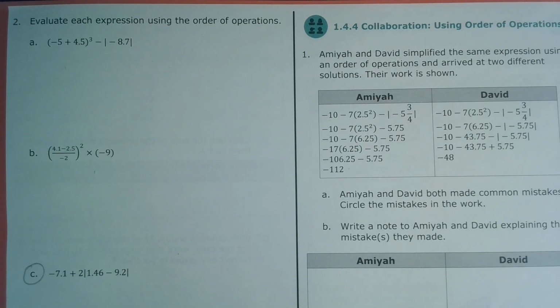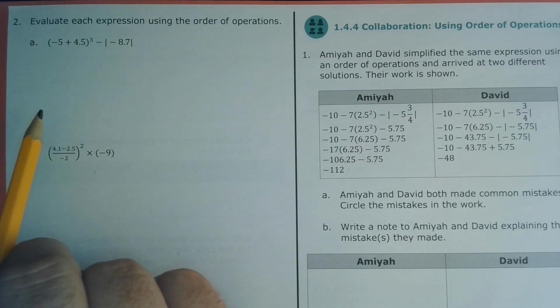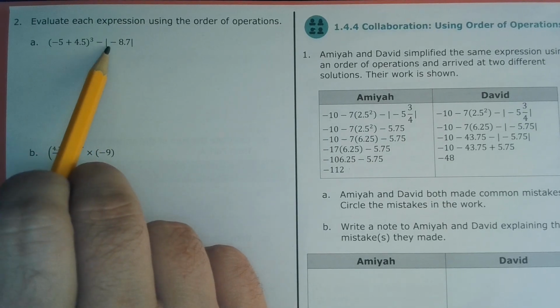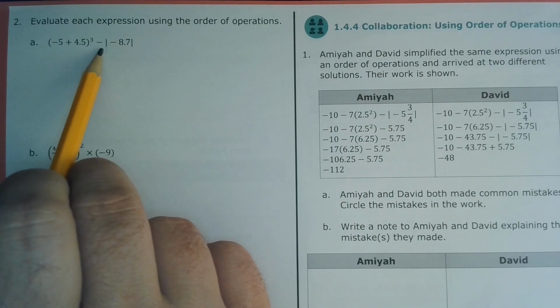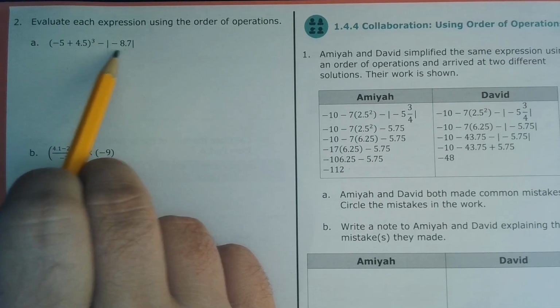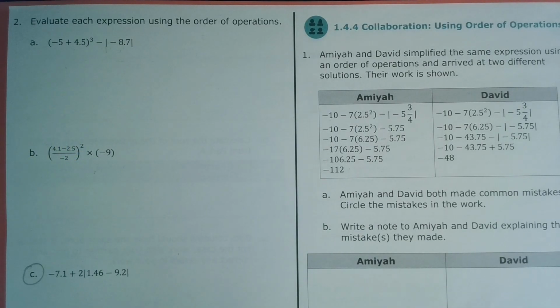All right, so part A. Remember, parentheses, exponents, multiplication, division, left to right, addition, subtraction, left to right. I know we don't talk about absolute value, but before you can subtract, you have to give the absolute value. I would just say you have to do it. I would do it after exponents. It may make it easier.